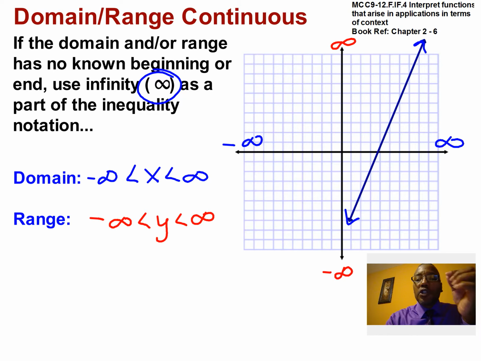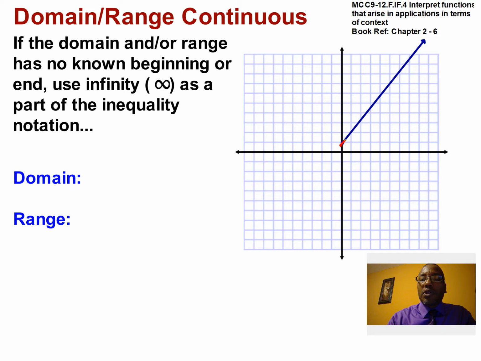When you have two arrows, you may want to just ingrain this into your mind. When you have two arrows, then you're going to have two infinity symbols for both the domain and for the range. Because on this next one, with a closed dot here, and an arrow there, when I have one arrow, that tells me there's going to be one infinity symbol.